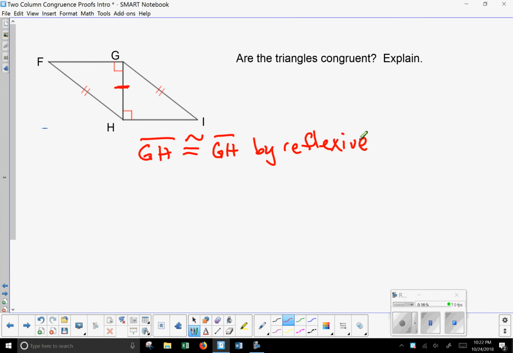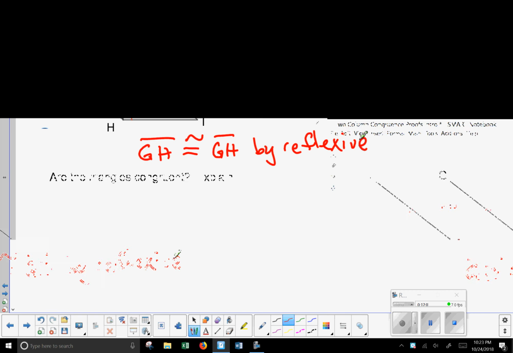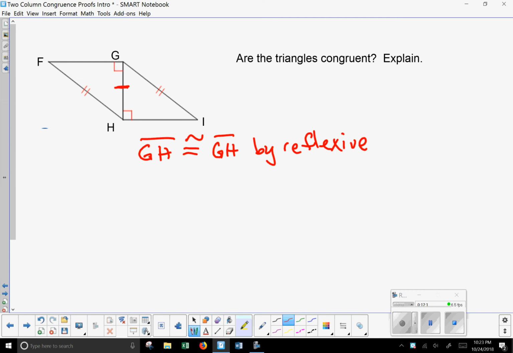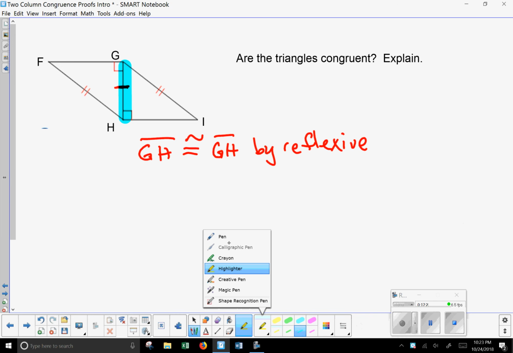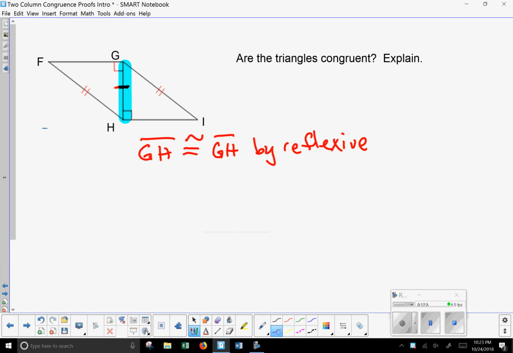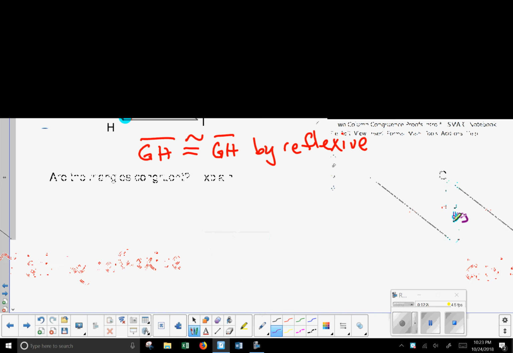So I marked it, and I'm telling you why I marked that congruency. Well, look at what's marked now. I have right angles. What are the pieces that are marked congruent? Well, it looks like it's a side that is touching my right angle. You see it? It's touching the right angle. That means that that side is called a leg. All right?